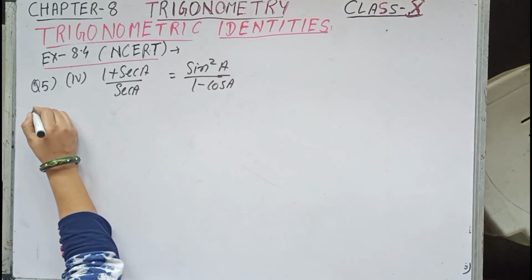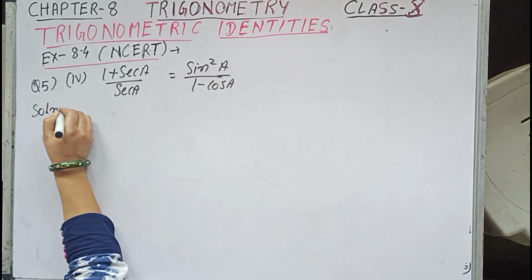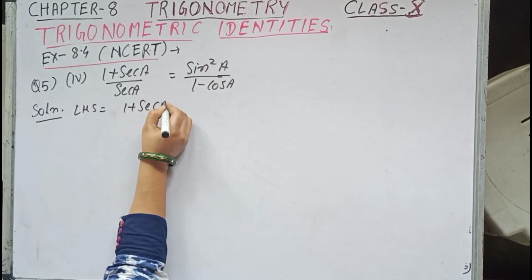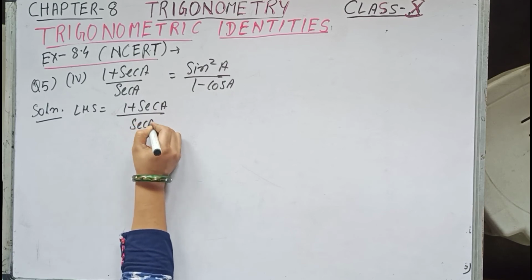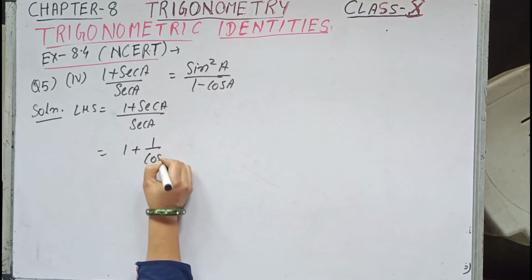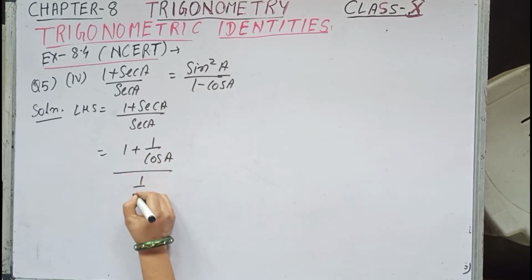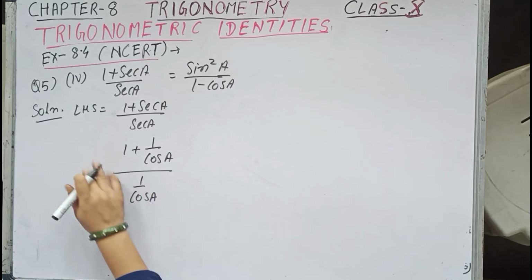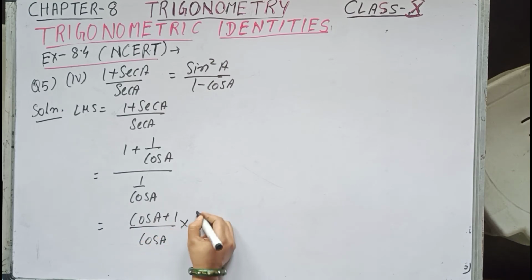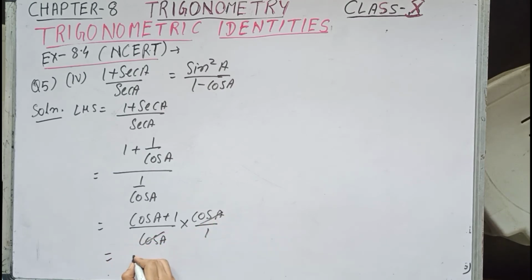So I am starting with LHS. I am first writing the solution. LHS equals (1 plus sec a) by sec a. Now this will obviously be sine and cos, so I will be changing this to cos. So 1 plus 1 by cos a, divided by 1 by cos a. So this will be equal to (cos a plus 1) by cos a into cos a by 1. These two will be cancelled and we are getting this as 1 plus cos a.